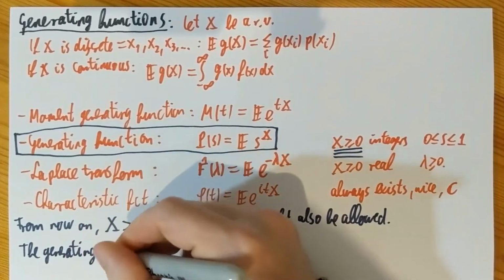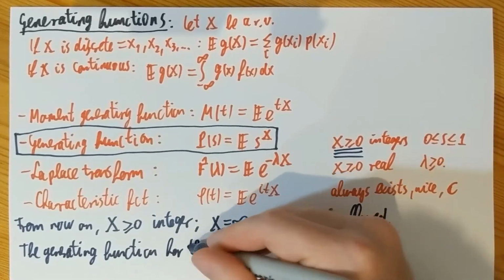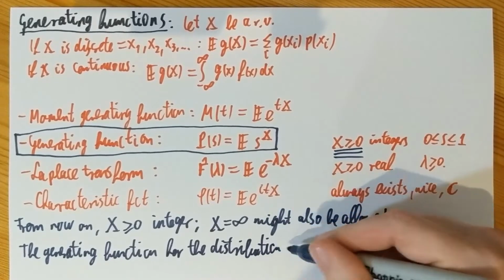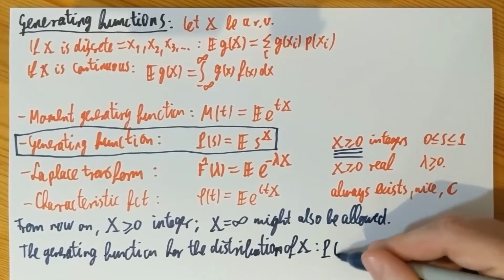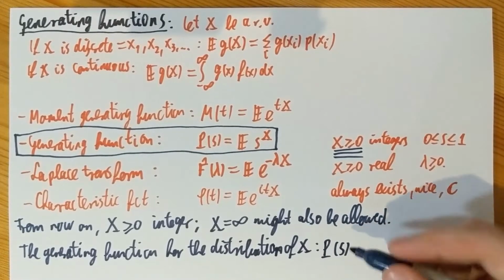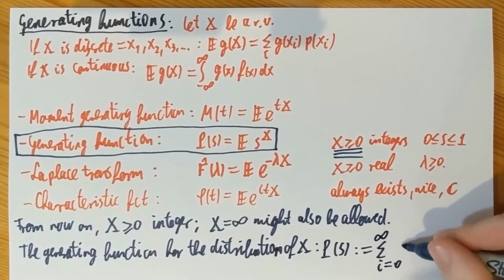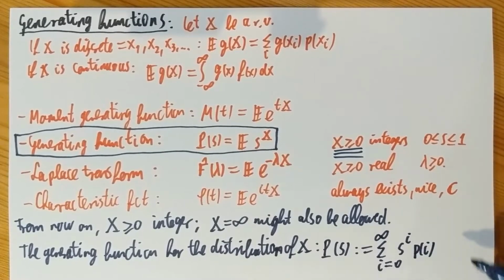The generating function for the distribution of x is defined to be, so first of all the notation is capital P of s, and is defined to be the infinite sum of s to the i and p of i. And we do this definition for all s, but this will make sense usually when s is between 0 and 1.